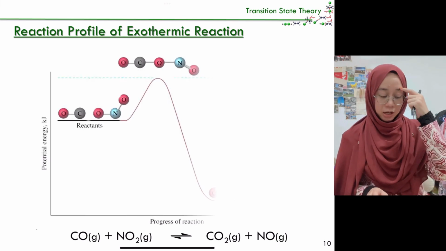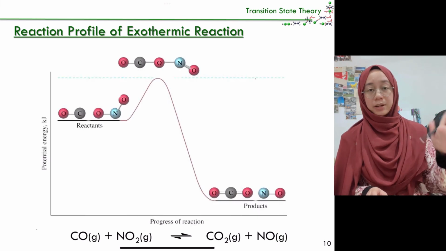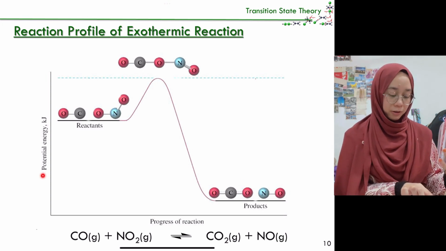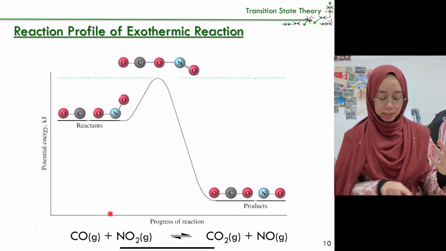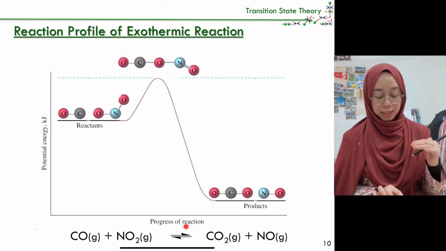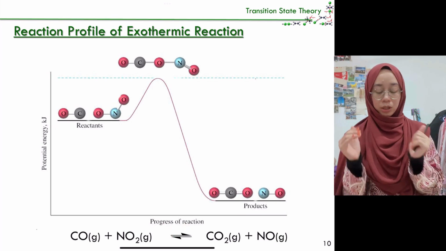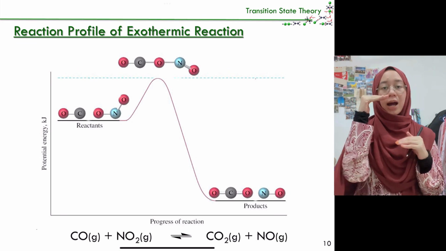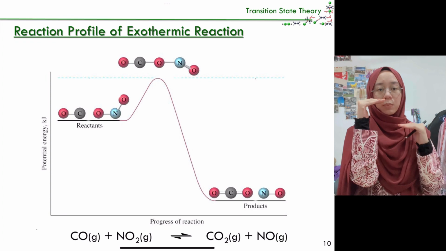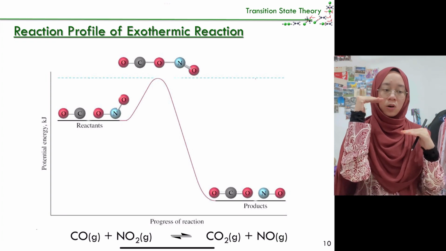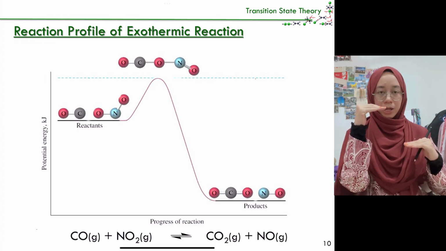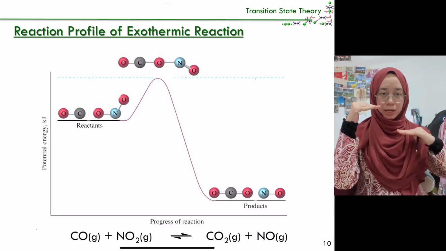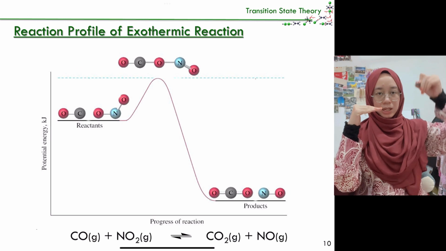Okay, energy profile diagram. So for example, if we have carbon monoxide with nitrogen dioxide producing carbon dioxide and also nitrogen oxide. Okay, so this would be sort of dia punya energy profile diagram ataupun reaction profile, whereby you have the potential energy on your y-axis, the progress of reaction on your x-axis. Okay, and then kalau exothermic reaction ni kan, exothermic reactants punya energy is higher compared to product punya energy. So reactant tinggi, produk punya energy rendah.